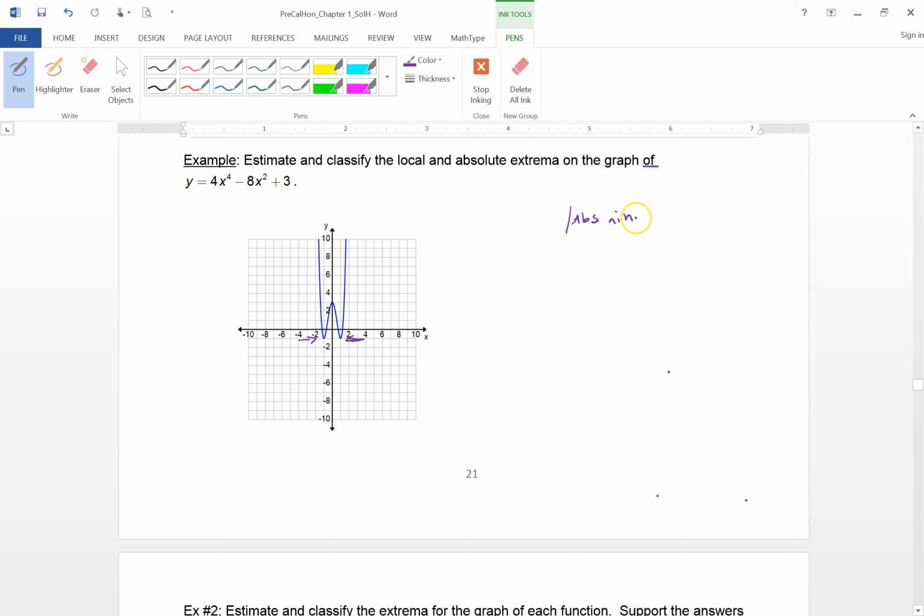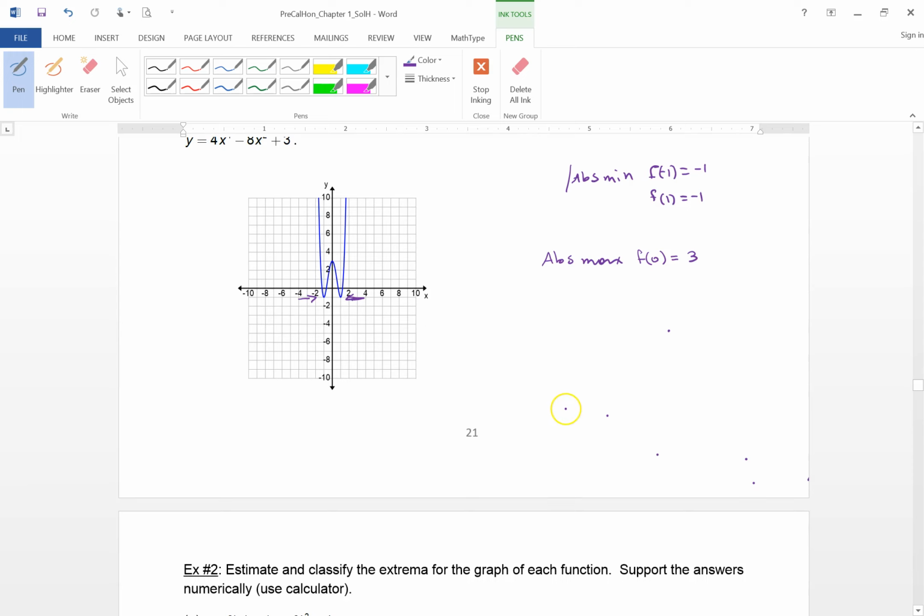And we're going to write them in our usual notation. So it's f of -1 equals -1, and f of 1 equals -1. And we have an absolute max. f of 0 equals 3. So it doesn't matter if the graph goes higher, just the highest value. For it to count, it has to be a point where it turns around.